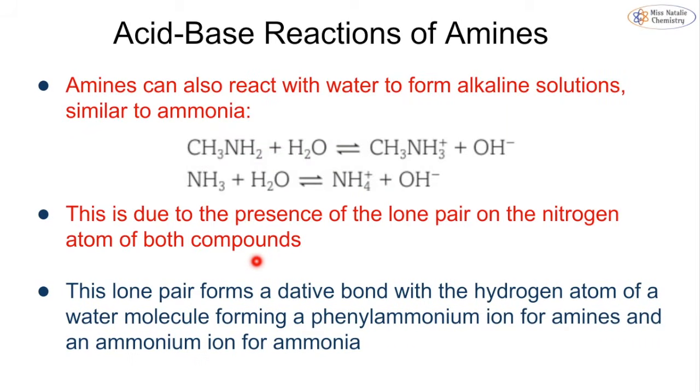We can also react amines with water in order to form alkaline solutions, exactly the same way as ammonia does. And the reason that we can do this is because both ammonia and the primary amine have got a lone pair on the nitrogen. So we can react that lone pair with the hydrogen from water, forming this dative bond that we see in our CH3NH3+ or NH4+. And then we form our hydroxide ion. So of course we're going to be getting an alkaline solution there. And we call this CH3NH3+ our alkylammonium ion, which is analogous to our ammonium when we react ammonia.